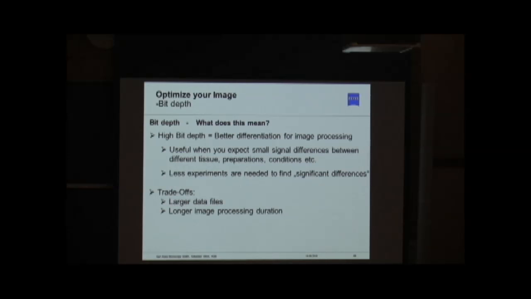However, the big trade-off, as I said, there are always more trade-offs in this lecture, so nothing is really optimal. If you set your detector to 16-bit, you generate much larger data files compared to 8-bit. And if you have a much larger data set, it also takes longer to process your images. However, you need to acquire fewer experiments overall. So it's a trade-off, and you have to think about which option you prefer: fewer experiments and sitting longer in front of my computer, or we just wait until the computer finishes.